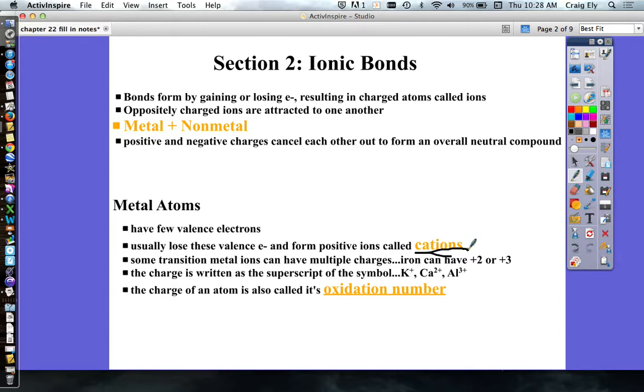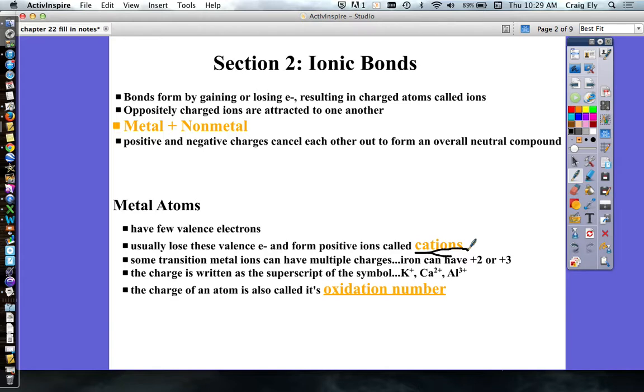But we'll also look at some metals that are in the transition metals. And what's important about the transition metals is they can have more than one charge. All right, so take iron for example. It can have either a +2 charge or a +3 charge. All right, so we'll get into that later when we start talking about the bonding process. Okay, when we write an ion, which we've gone over this before, remember the charge is a superscript, and remember if it is a +1 charge, we don't put a 1 there.